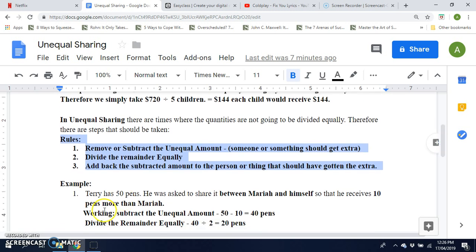So we have Terry. Terry has 50 pence. He is asked to share it between himself and Maria. That's 2 people. So he receives 10 more pence than Maria. Now, I do not know how much Terry is getting. This part is very important. I need you to understand it. Terry, we do not know how much he is getting. Maria, we do not know how much she is getting. The only thing we know is that he has to get 10 more pence than whatever she gets. So look at the working.